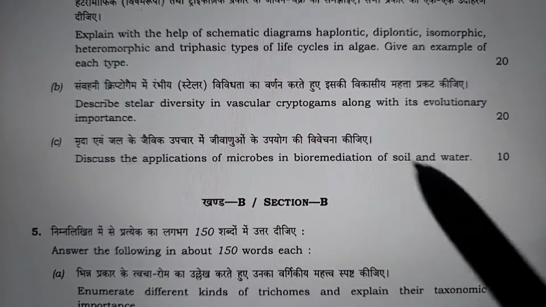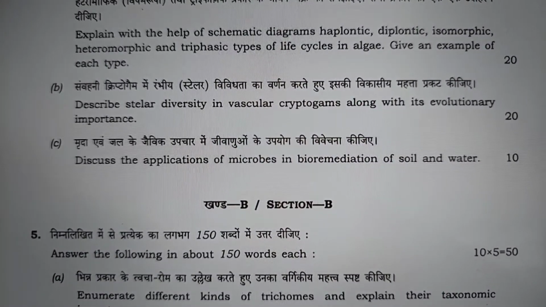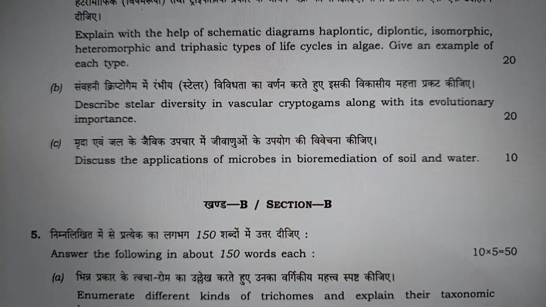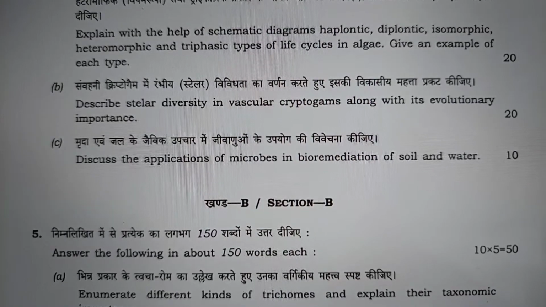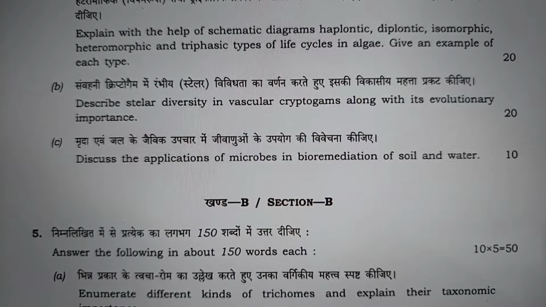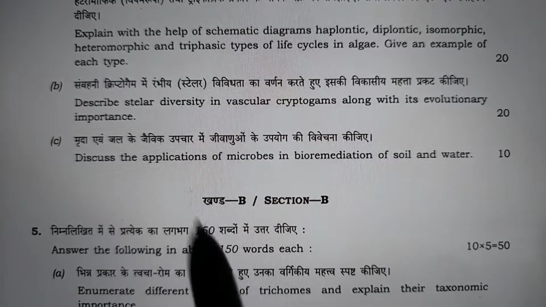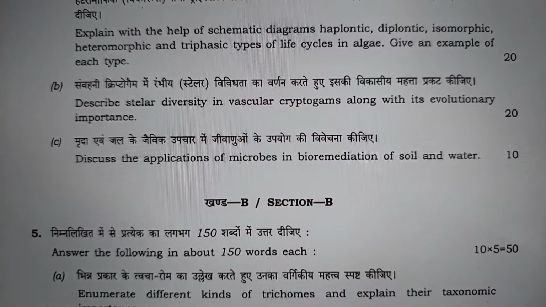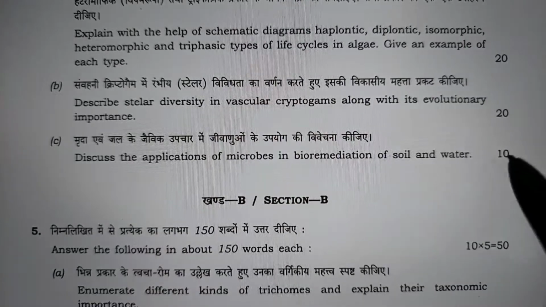Okay, 20 marks. Option B is describe stellar diversity in vascular cryptogams along with its evolutionary significance. Same thing, describe the stellar diversity in vascular cryptogams along with its evolutionary importance. 20 marks. C is discuss the application of microbes in bioremediation of soil and water, 10 marks.